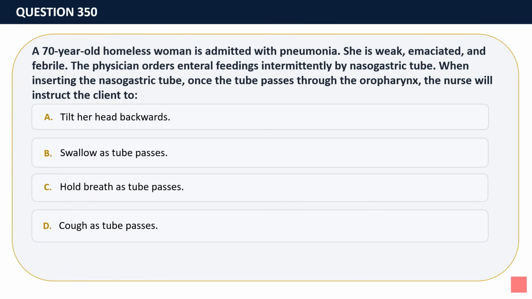A. Tilt her head backwards. B. Swallow as tube passes. C. Hold breath as tube passes. D. Cough as tube passes.